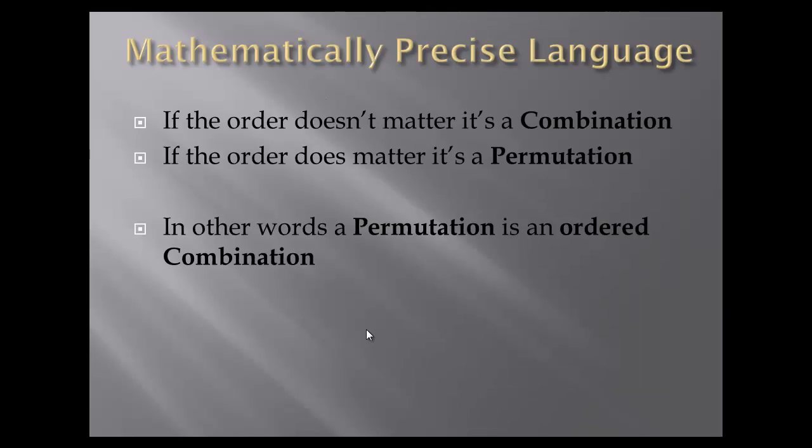So using mathematically precise language, if the order doesn't matter, it's a combination. If the order does matter, it's a permutation. In other words, a permutation is an ordered combination.